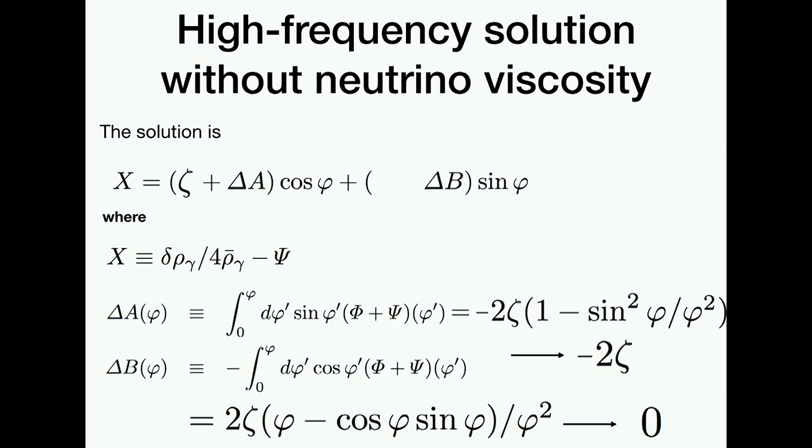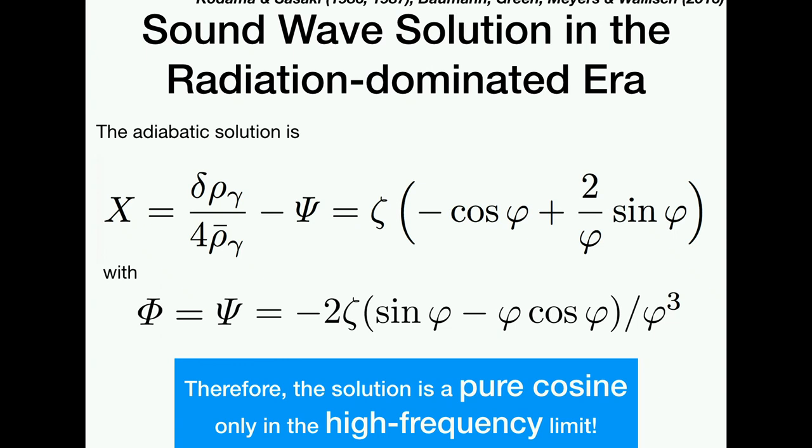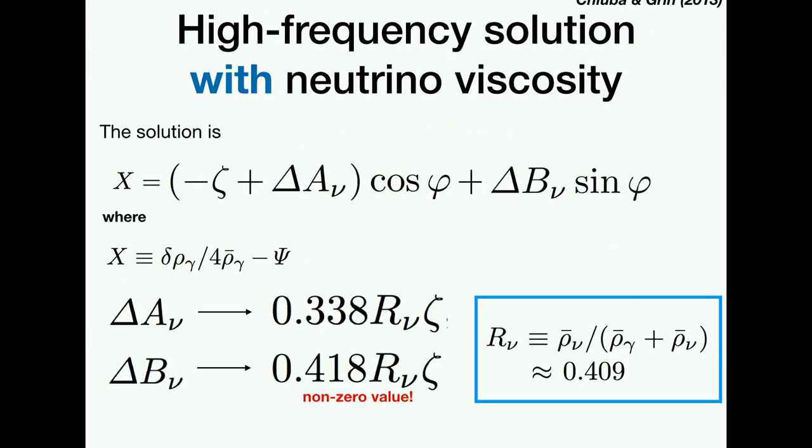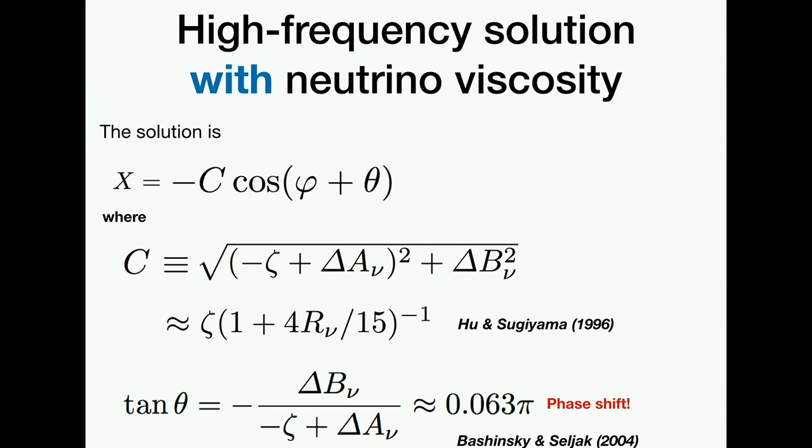Remember that previously, the coefficient of sine phi was 1 over phi. So it vanishes in the high frequency limit. If you add neutrino viscosity, this doesn't vanish anymore. This R nu is the energy density fraction in neutrino. That's 40% of total radiation. So it's not a small effect. Now let's do this: cosine of A plus B is cosine A cosine B minus sine A sine B. I hope I got it right. Then you can absorb this into a phase shift. Amplitude changes also, and phase also changes. So amplitude is reduced due to the neutrino effect, and phase will be shifted from the case without neutrinos.